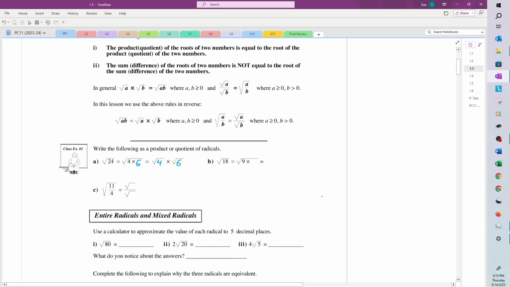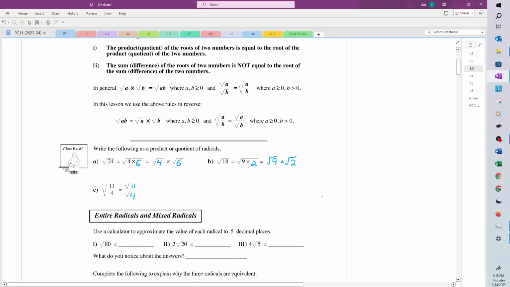And this is really important. This is actually review, but we're going to go over it anyway. So the square root of 18, I can write that as the square root of 9 times 2, which is then the square root of 9 times the square root of 2. Square root of 11 over 4, I can write that as the square root of 11 over the square root of 4.